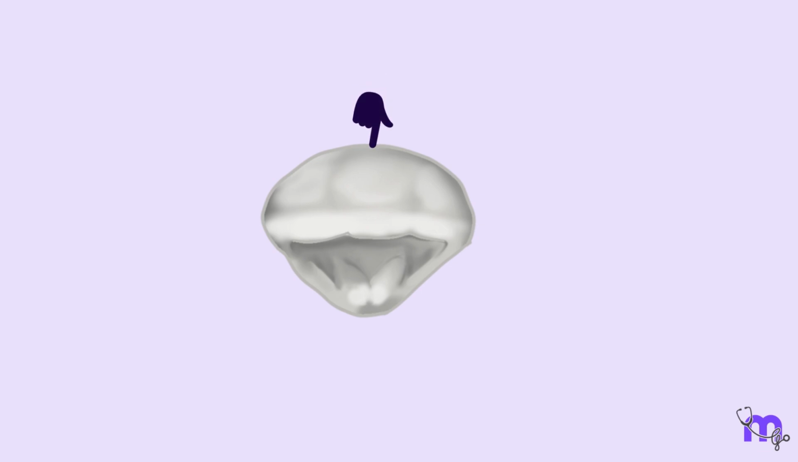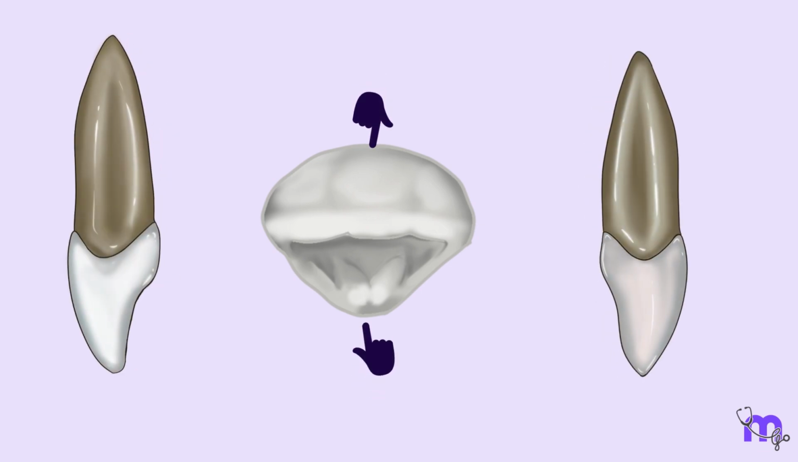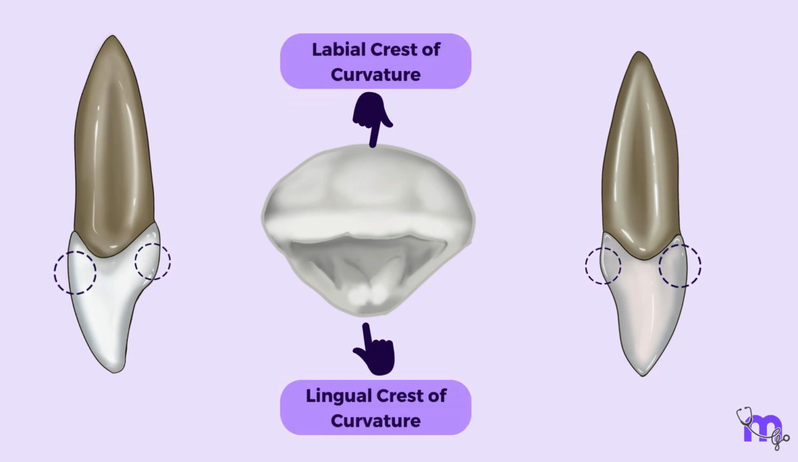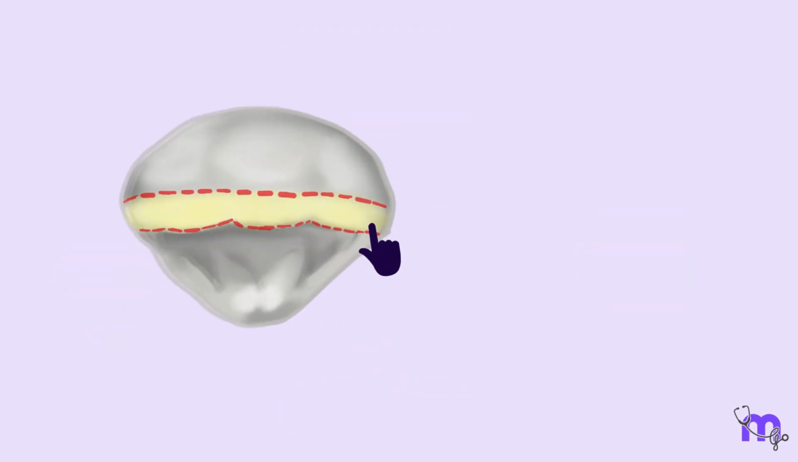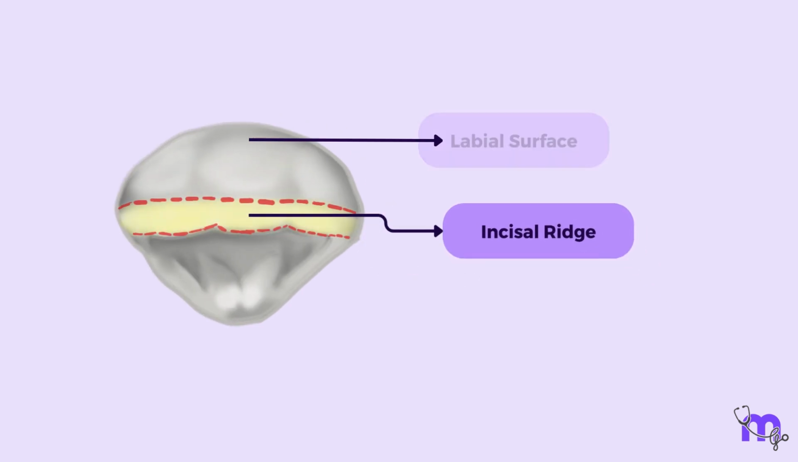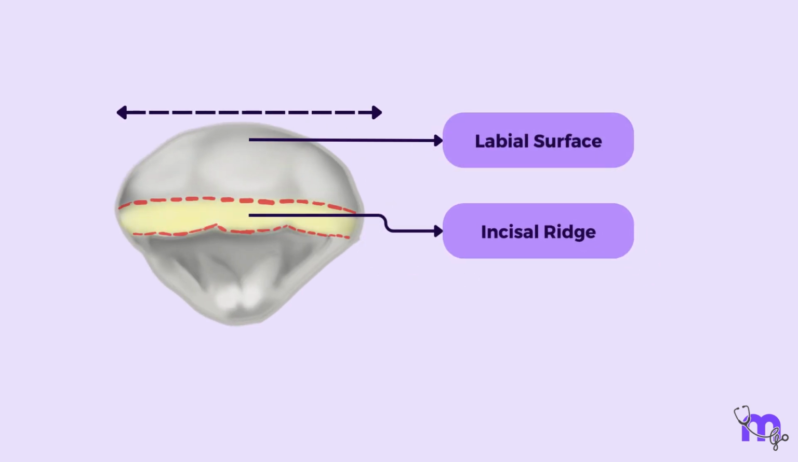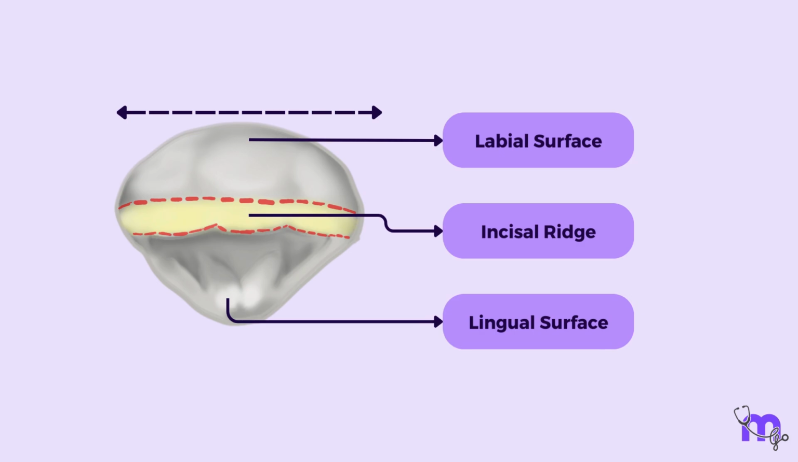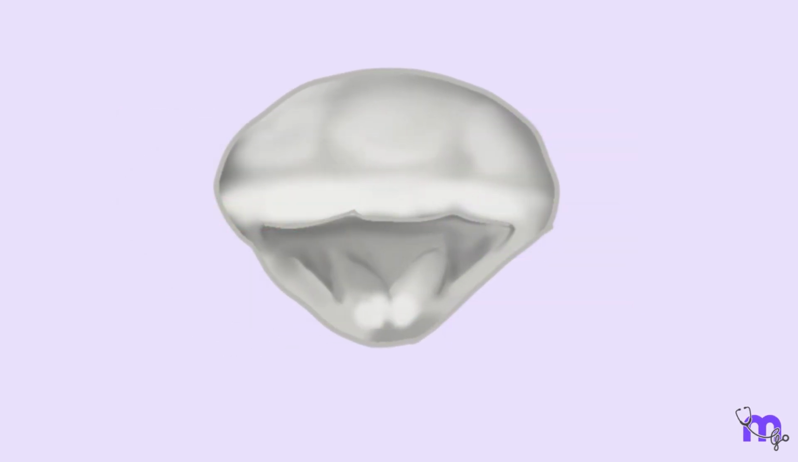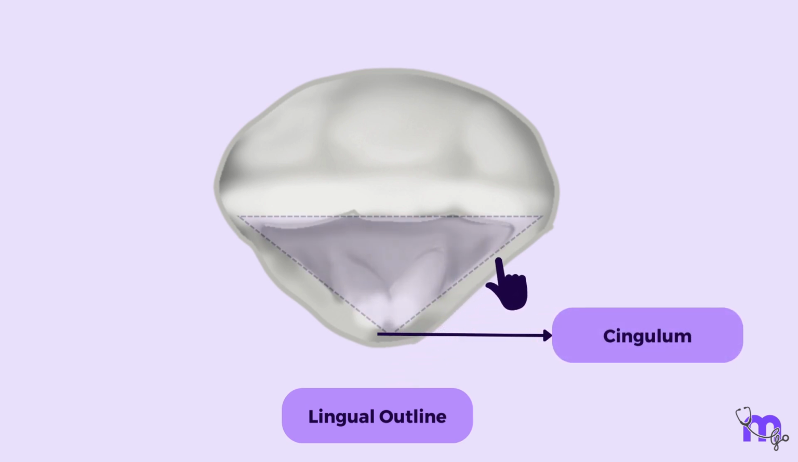The labial and the lingual outlines are represented by the crests of curvatures present in the cervical third, both labially and lingually. In between this outline, bisecting in the middle, is the incisal ridge. The labial surface appears broader than the lingual surface, and it has a convex outline. The most prominent feature seen from the incisal aspect is the lingual outline. It appears to taper towards the cingulum, making it triangular.